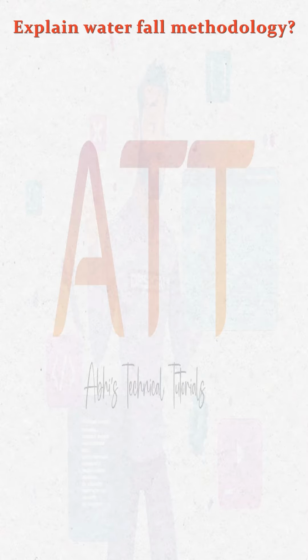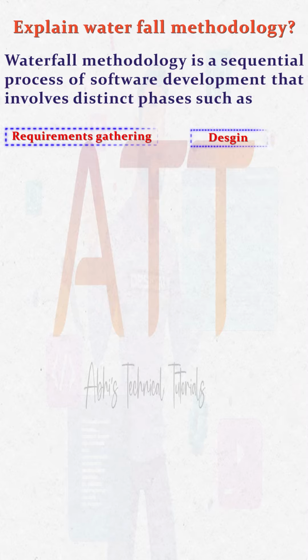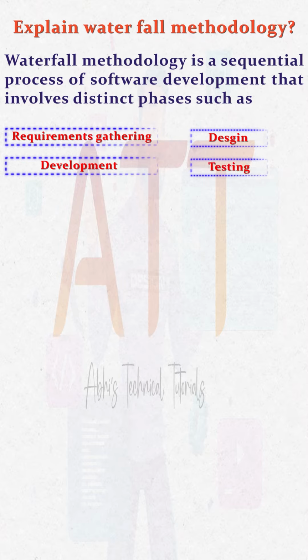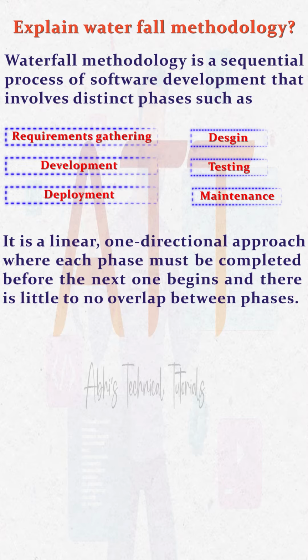Explain waterfall methodology. Waterfall methodology is a sequential process of software development that involves distinct phases such as requirements gathering, design, development, testing, deployment, and maintenance. It is a linear, one-directional approach where each phase must be completed before the next one begins and there is little to no overlap between phases.